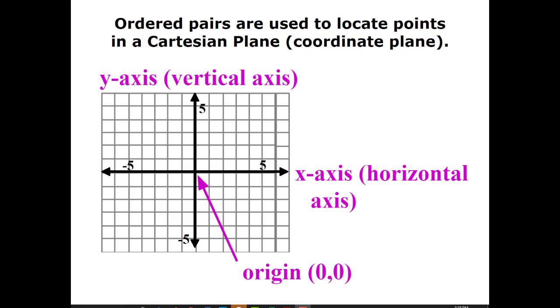You might also know this as the coordinate plane. The Cartesian plane has two axes. It has an x-axis, which is this horizontal axis right here, and it has a vertical axis, which we call the y-axis, which is this one right here. The place where the two axes intersect is called the origin.